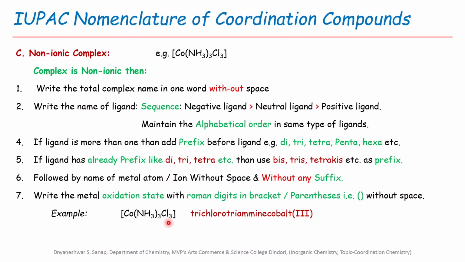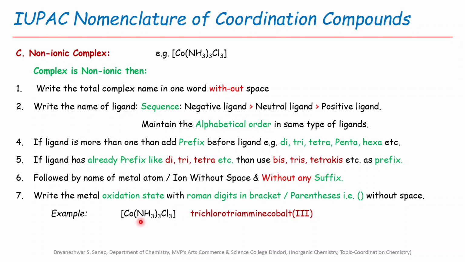But here 3 chloride ligands are present. That's why we write first of all the prefix tris, after that the name of ligand, that is chloro. After that we come to writing the name of the second type of ligand, that is the neutral ligand, ammonia. But in case of ammonia also there are 3 molecules of ammonia participating in the formation of coordinate bonds. That's why we write here tri, after that the name of ligand, that is ammine, after that the name of metal, that is cobalt, without adding any suffix here. And lastly we have to write the oxidation state of cobalt, that is +3.